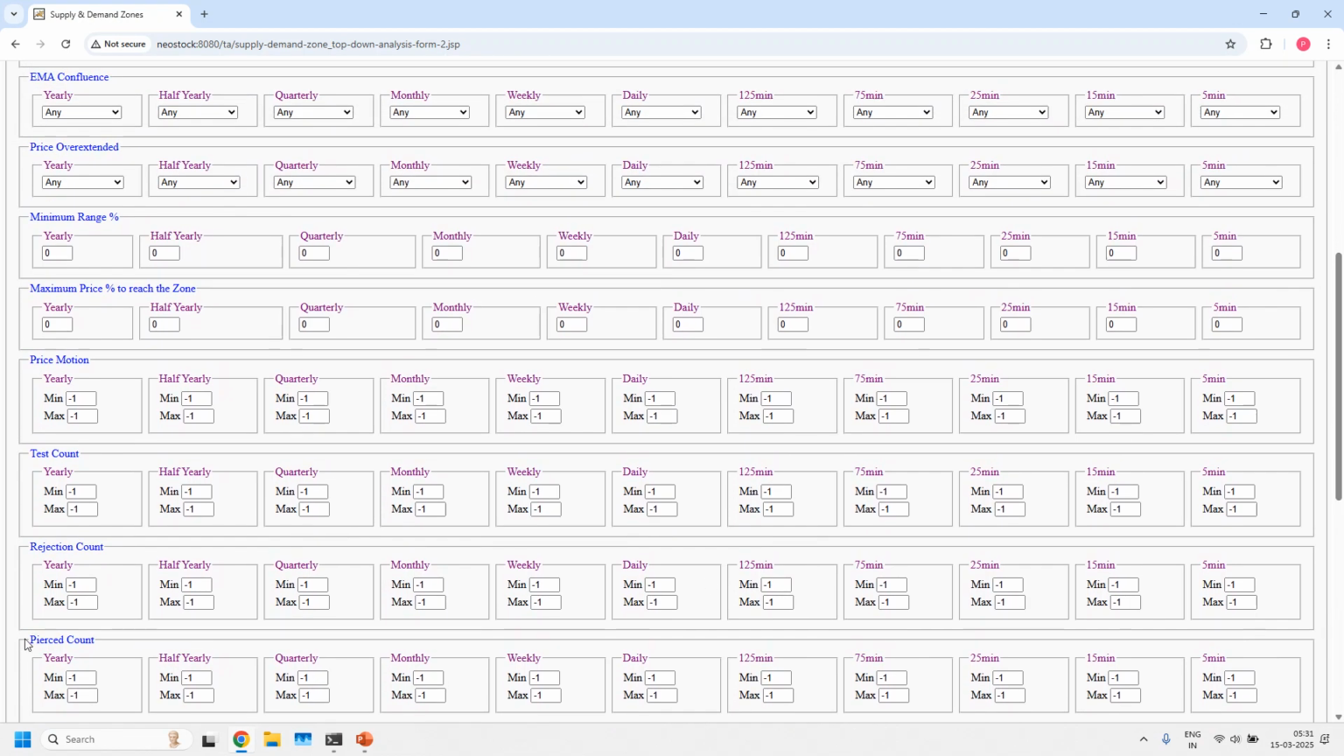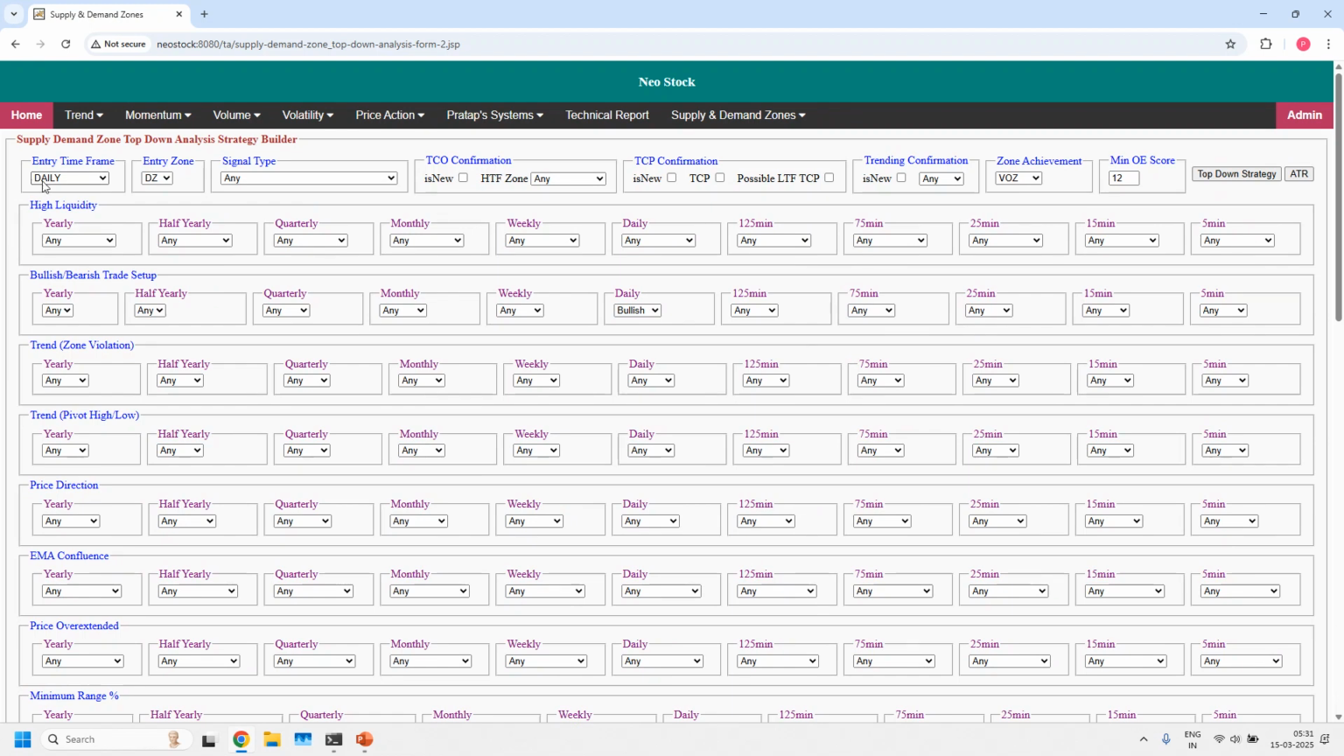Here we have a parameter called pierced count. In this pierced count parameter, at a daily time frame, I am selecting minimum value 0, maximum value 0. What does it indicate? Minimum 0, maximum 0 means the pierced count should be 0. Pierced count 0 means the zone is not pierced. Which zone is not pierced? The filter you selected here is a daily demand zone. So your daily demand zone should not be pierced.